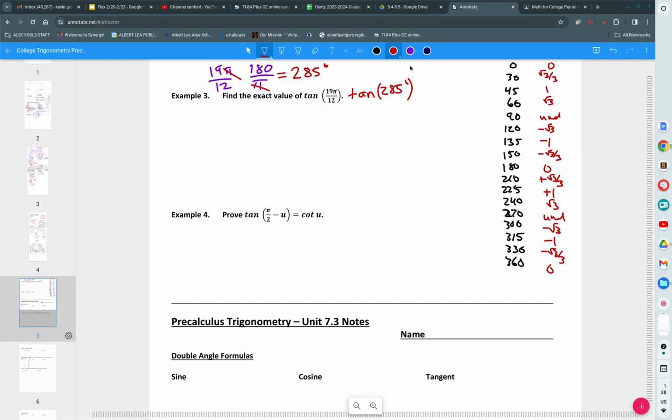Okay, two that add. What do you got? 45 and 240. Good. Somebody else come up with a different one? 315 minus 30. Good. Anybody else? 330 minus 45. Good. 225 plus 60. How about 135 plus 150? Looks like nobody got that one, huh?